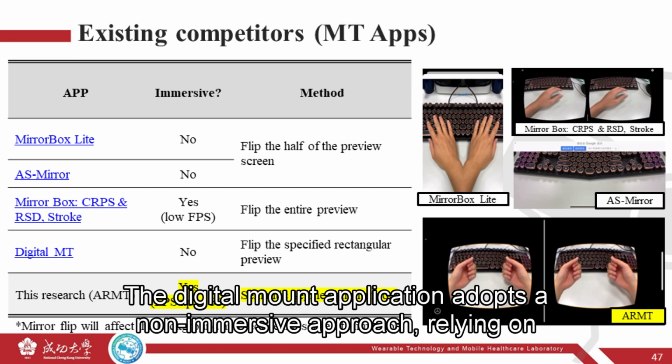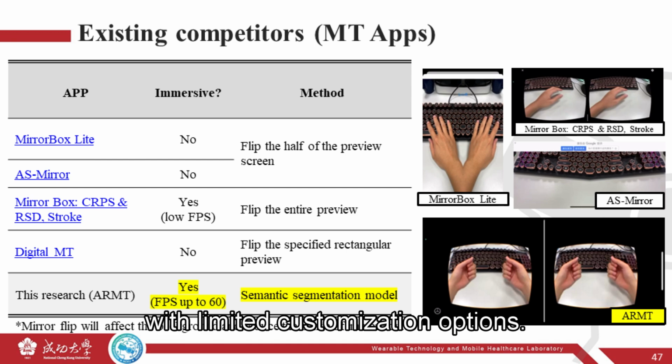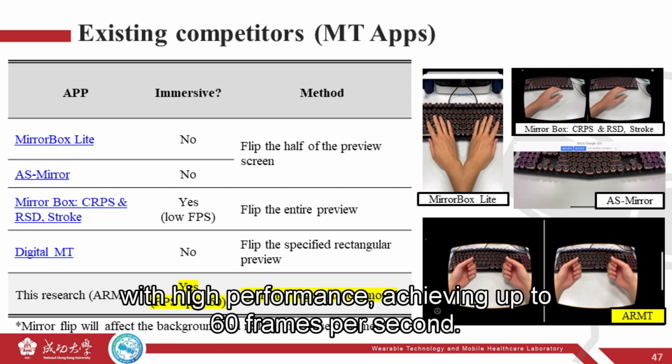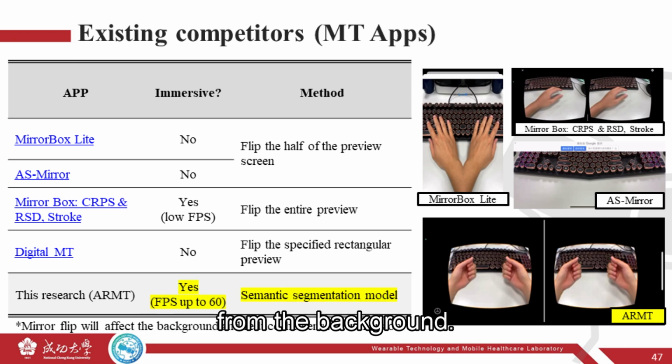The Digital Mount application adopts a non-immersive approach, relying on rectangular preview flipping with limited customization options. In contrast, our assisted repetitive movement therapy solution offers a true immersive experience with high performance, achieving up to 60 frames per second. It integrates an advanced semantic segmentation model, enabling clean separation of the hand from the background.